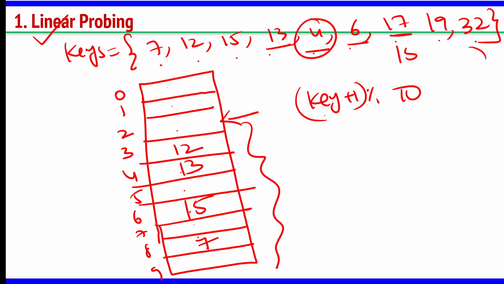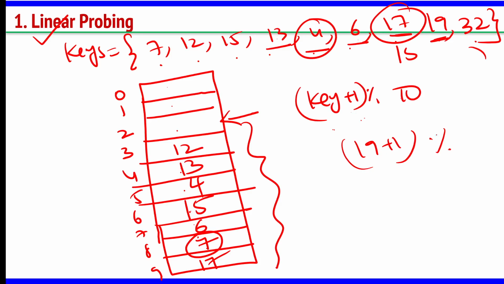Then 4. 4 plus 1 is 5, 5 modulo 10 is 5, so 4 comes here. 6 plus 1 is 7, 7 modulo 10 is 7. Then 17. 17 plus 1 is 18, 18 modulo 10 is 8. You see, box 8 is filled. What does linear probing say? Go to the next location. So put 17 here. Then 19. 19 plus 1 is 20, 20 modulo 10 is 0, so 19 comes here.